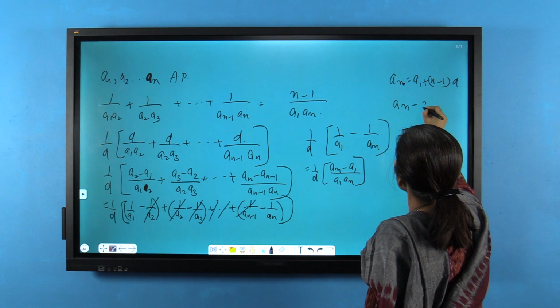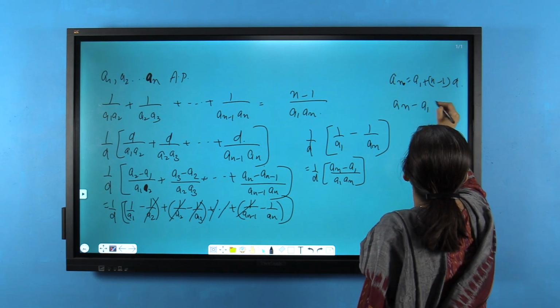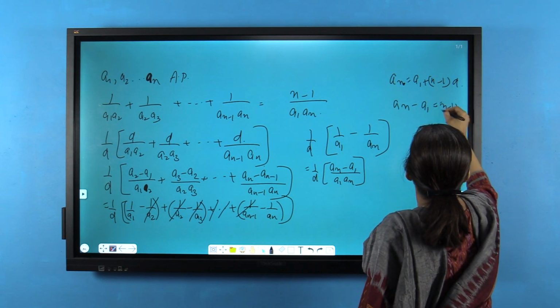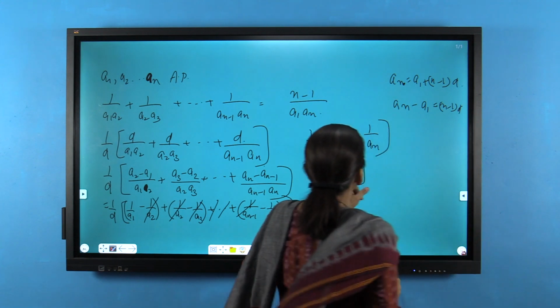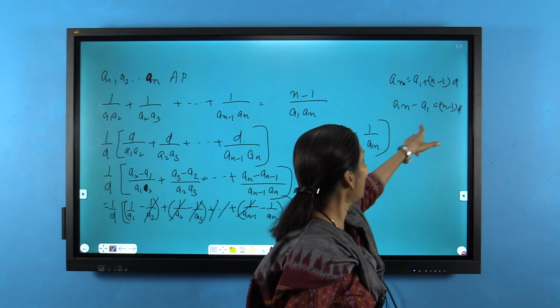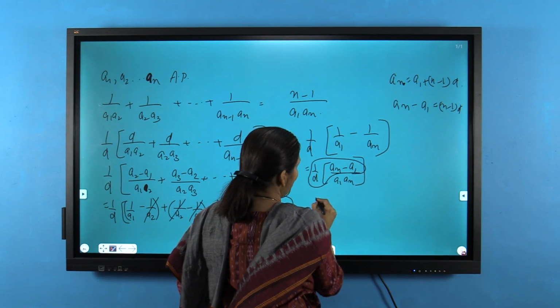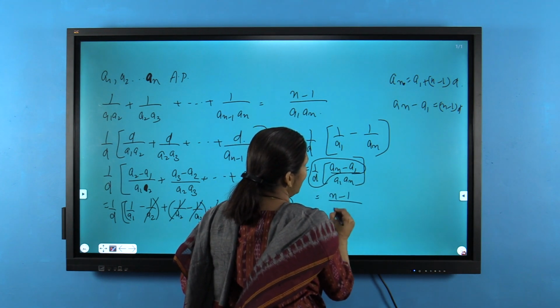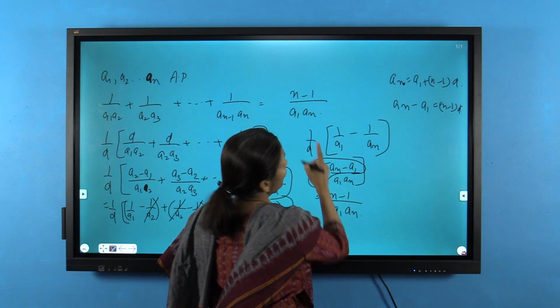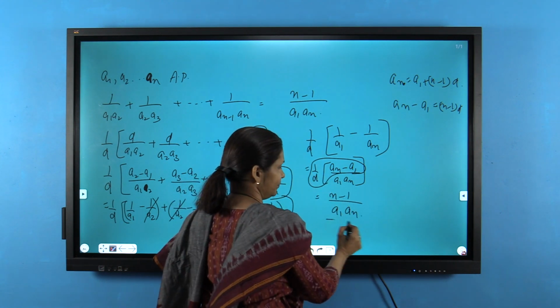An minus A1 is equal to (n minus 1) into d. Here you have (An minus A1) divided by d. Isn't that n minus 1? These many terms are n minus 1. So (n minus 1) is equal to (An minus A1) divided by d, which is your required right hand side.